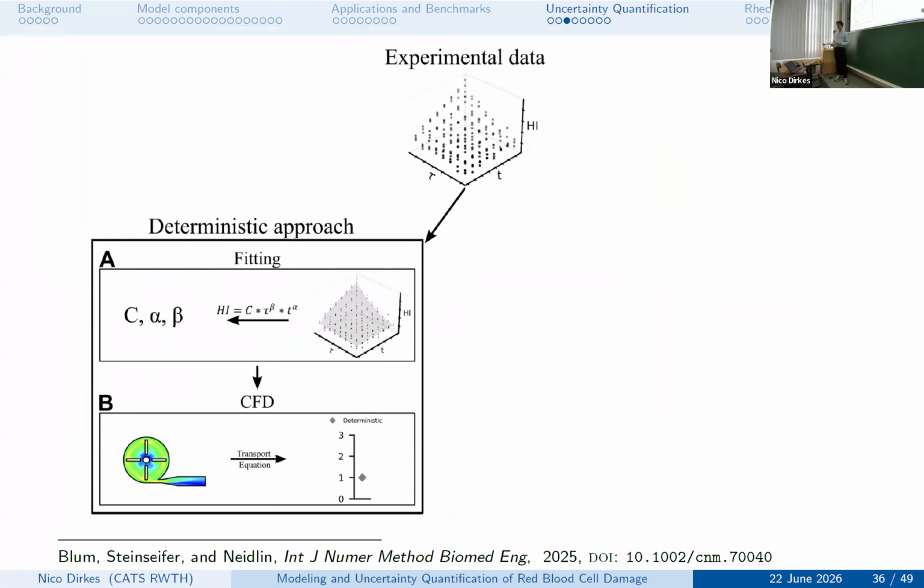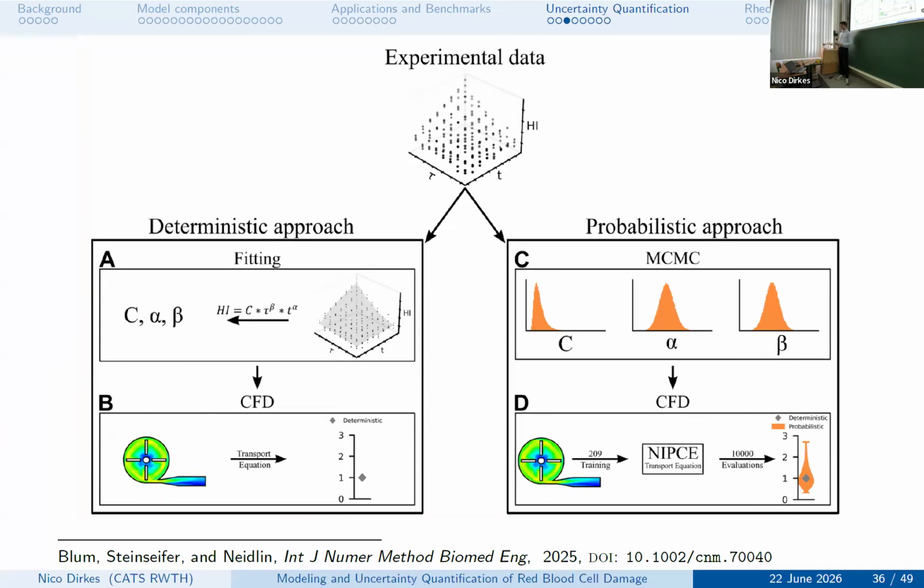Then from this, you can do these simulations, which is also what I did in the previous section. And then you get one value for this predicted index of hemolysis. This is the standard approach. What we do in this uncertainty quantification approach is we try to get distributions for the probabilities of these parameters. We don't just want one set of parameters, but we want to see how likely is it that we have this value, how likely is it that we have this value, and so on. And then from this, you can also get a probability distribution for the predictions from your simulations instead of just one single value.